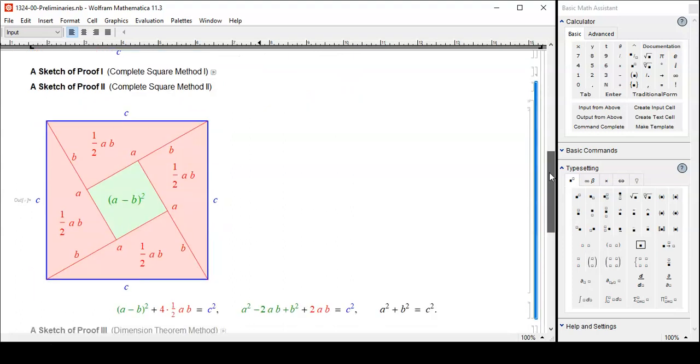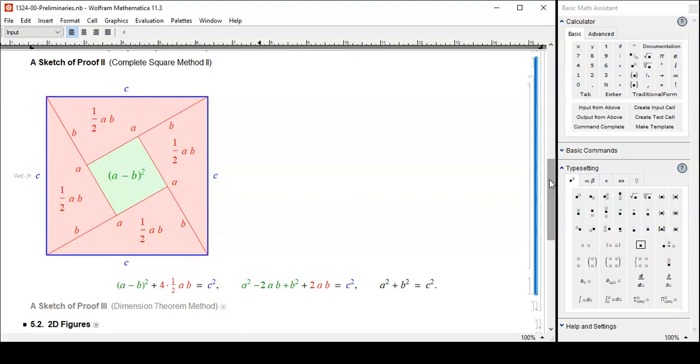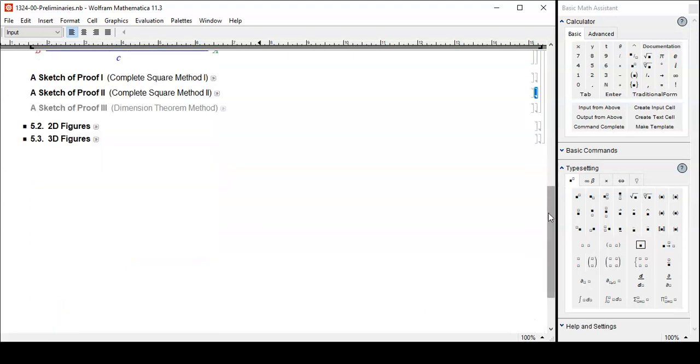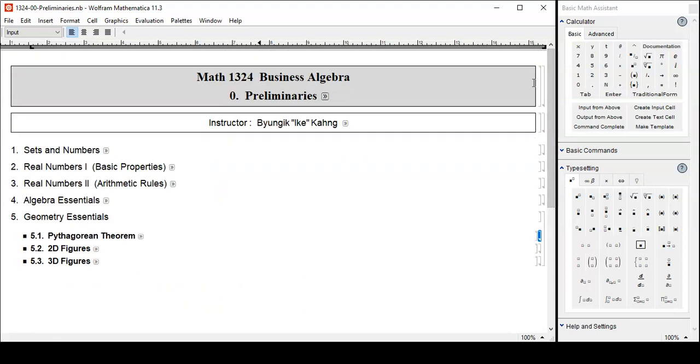Here's a similar method using a similar formula, using a minus b total quantity squared. This one appears in an exercise set. If you're interested, try it. Okay, so much for the Pythagorean theorem.